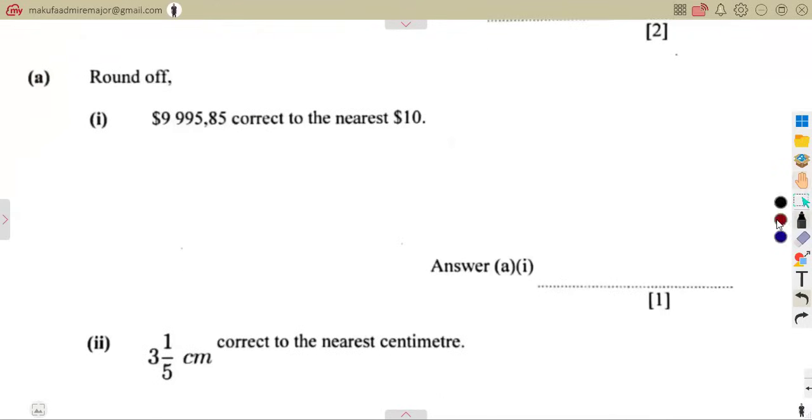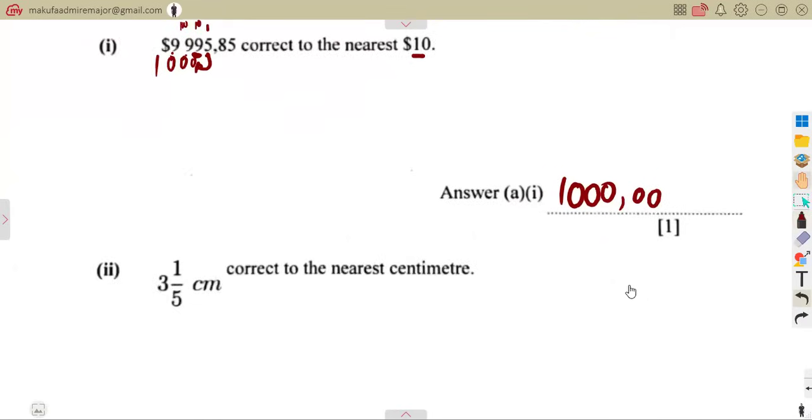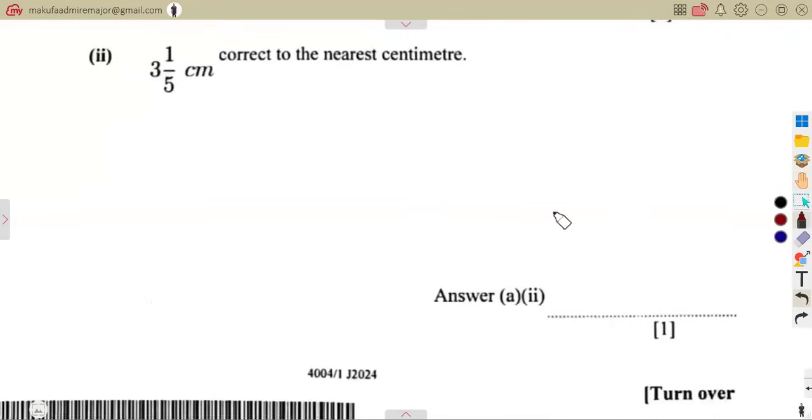So guys, please revise. Round off this value correct to the nearest 10. Like we know, if you're given money, you consider the ones, the tens, the hundreds, the thousands. So to the next 10, we consider where this 9 is. The next number is 5, which can change this 9 into a 10. It gives a 1 here, a 10. So that means we're going to have 1,000 in this case. But you can also consider it as 1,000,00 if you're referring to money. You can consider the two decimal places. They're not a problem. Correct to the nearest centimeter.